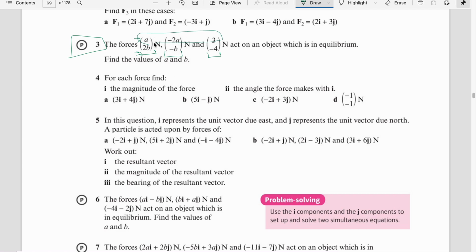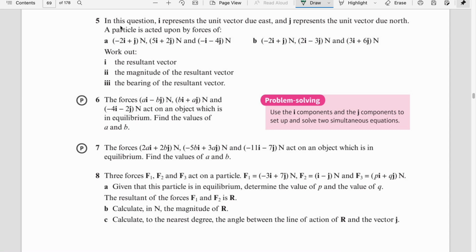So when we add these 3, which are horizontal, A minus 2A plus 3, that should equal 0. Simplifying, this becomes minus A equals minus 3. So A is equal to 3. For the B part or the j component, 2B minus B minus 4 equals 0. So B is equal to 4. Values of A and B.